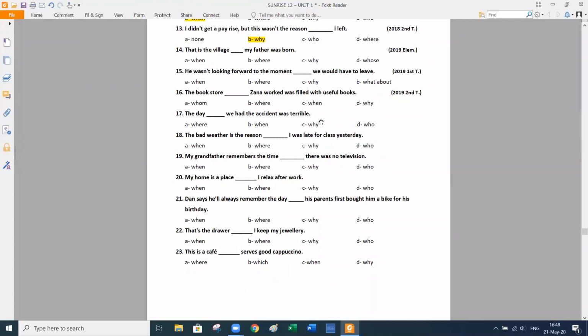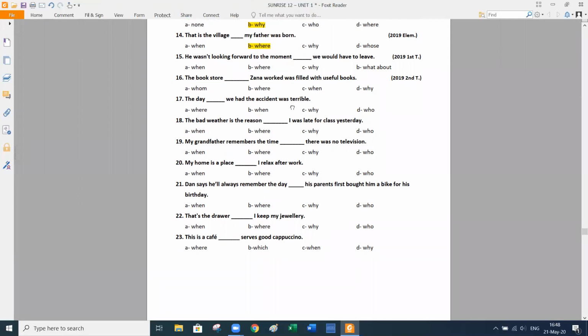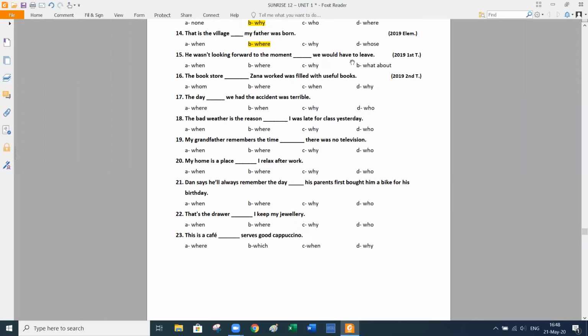And number 14, that's the village my father was born. Where was my father born? My father was born in this village, in that village. So we are talking about place. Where is the answer. He wasn't looking forward to the moment when we would have to leave. Yes, we as subject, would have to leave is the verb. We would have to leave.